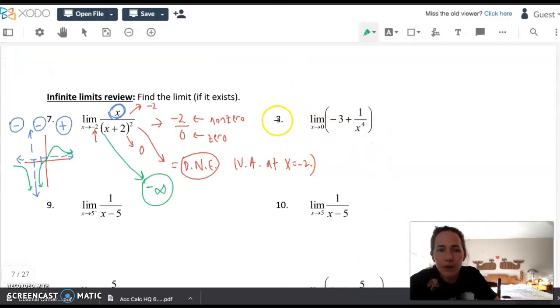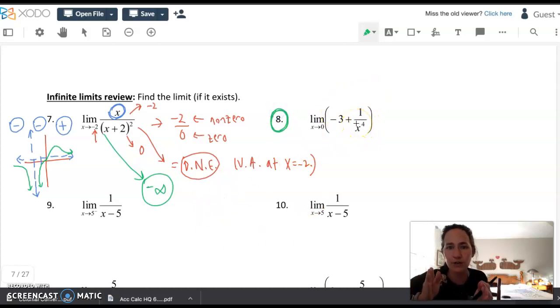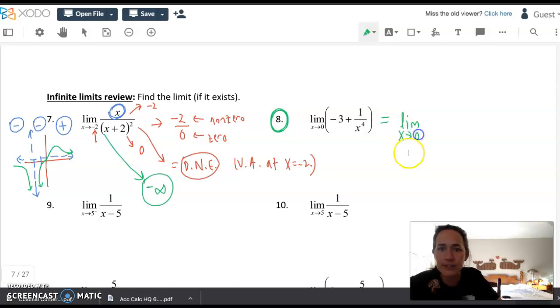Okay, for number 8, 8 is kind of the oddball in this set of questions because it's not one compact rational expression. So I don't even want to think about the graph for a second. I want to give you a sneak preview into tomorrow's lesson. Tomorrow's lesson, we're going to talk about some properties of limits that are algebraic. And spoiler, because I'm going to give it away now, one property is that if you have the limit of the sum of terms, you can actually split that up into two separate limits.